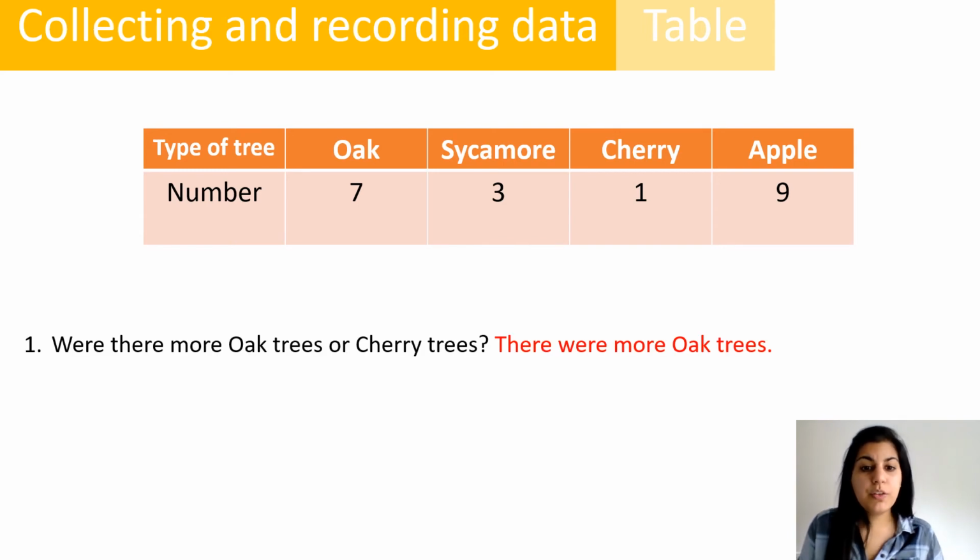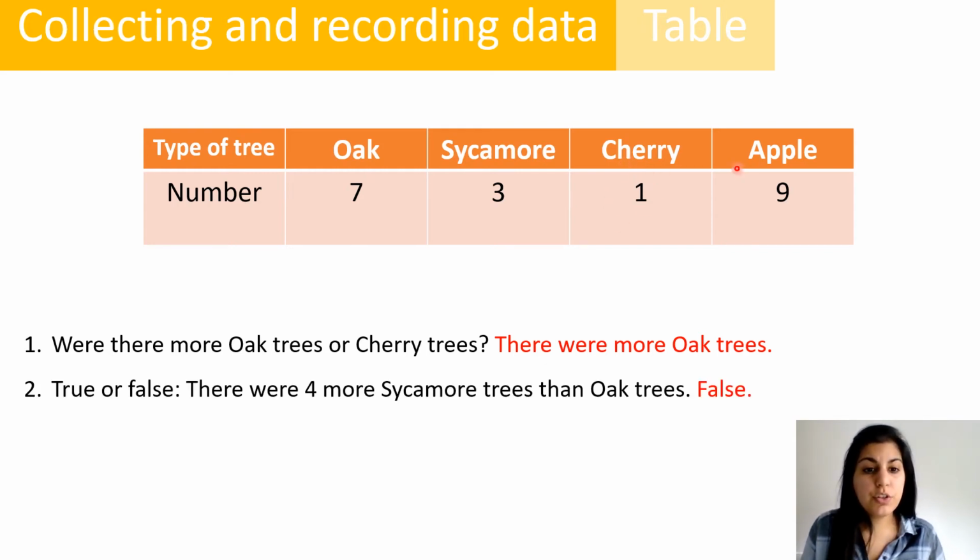So were there more oak trees or cherry trees? We can see oak, there were 7 trees, and cherry trees, there was 1, so there was more oak trees. Number 2, true or false, there were 4 more sycamore trees than oak trees. I've got 3 sycamore trees, 7 oak trees. Oh, that must be false, because there were actually 4 more oak trees than sycamore trees.